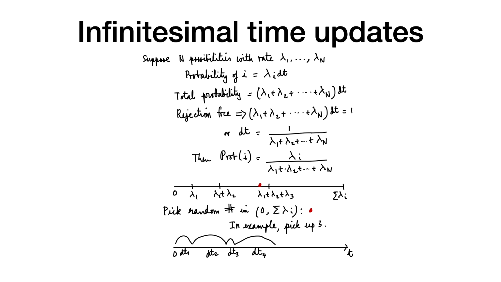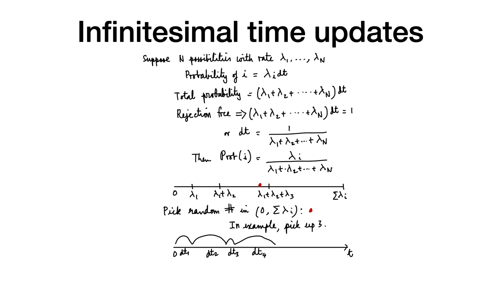But you can have some straightforward generalized speed up routines. Suppose I have n possibilities with rates lambda 1, lambda 2, lambda 3, up to lambda n, meaning at each time I have n possible transitions that can happen. Now, what's the total probability? In a small time dt, the total probability of any of these events happening is (lambda 1 plus lambda 2 plus ... plus lambda n) dt.